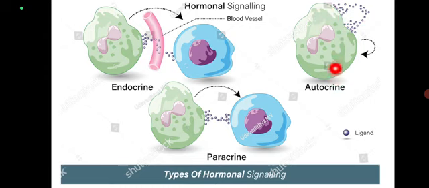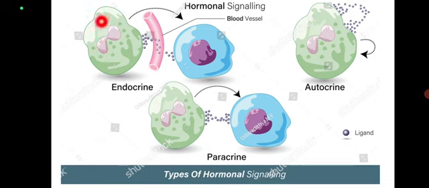So this mechanism is called the autocrine mechanism, that we know very well. And in the paracrine mechanism, a signaling molecule will be produced by the donor cell and it will be utilized by the recipient cell. So this kind of mechanism is called the paracrine mechanism.